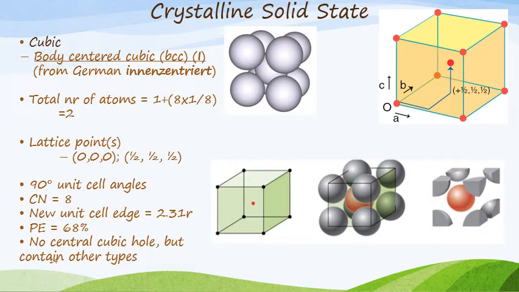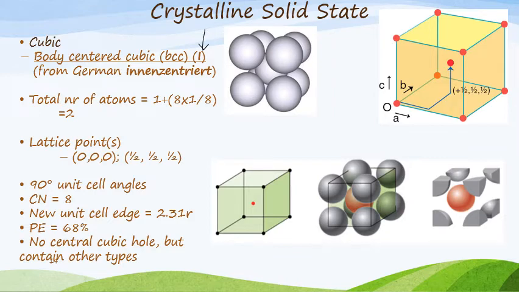Okay, let's move on to the second type of cubic cell, which is called the body-centered cubic. Now you'll notice the primitive cubic or the simple cubic had a designation P. Now we look and we see that we have a designation I. This is from the German word innenzentriert, which means centered inside. There are 2 atoms inside this unit cell.